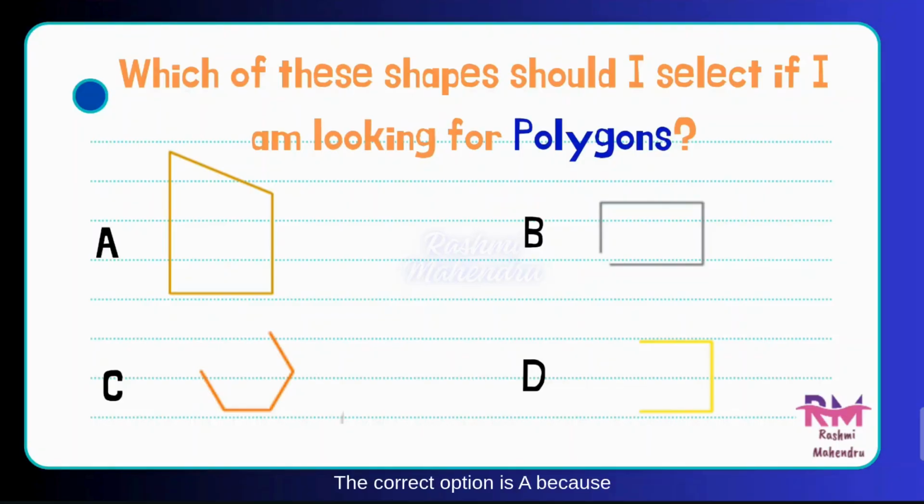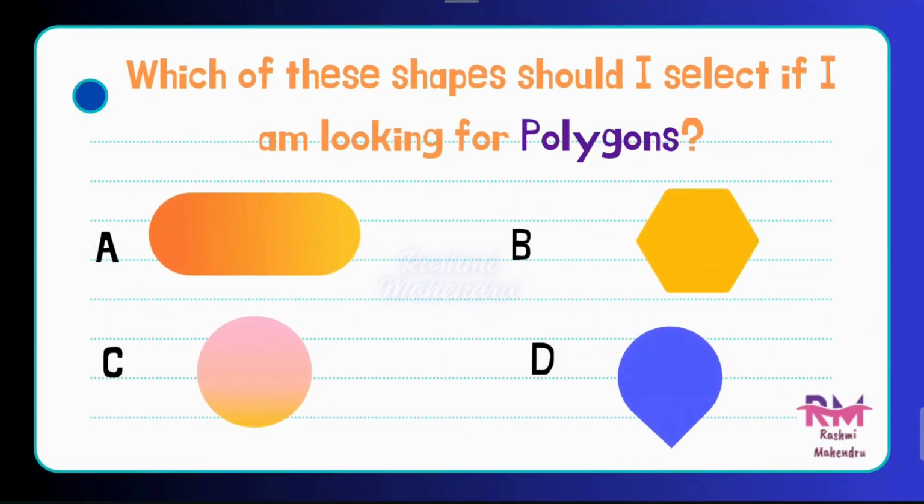The correct option is A, because A is the only closed shape. B, C and D are open shapes. Which of these shapes should I select if I am looking for polygons? Is it A, B, C or D? The correct option is B, because B is the only closed shape that has been drawn using line segments only.